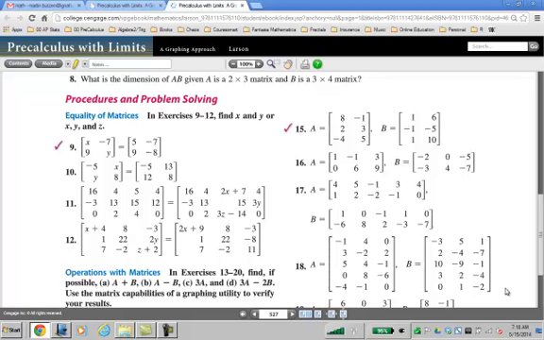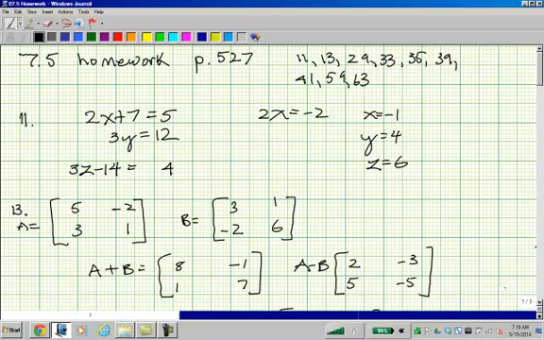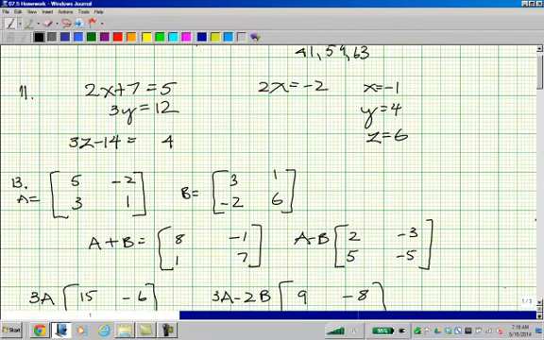Make an equation out of that and solve for y. And then in the third row, you've got 3z minus 14 equals 4. You use that to find z. And you can see that the math for this is trivial, and you can easily find x, y, and z with these three single variable equations: 2x plus 7 equals 5, 3y equals 12, 3z minus 14 equals 4.